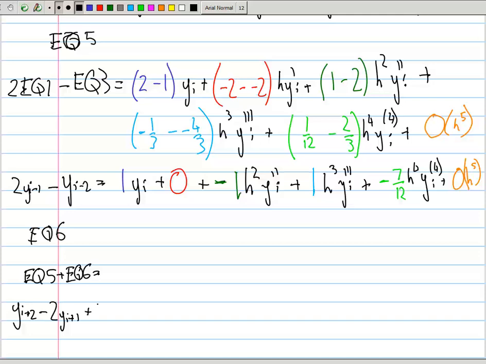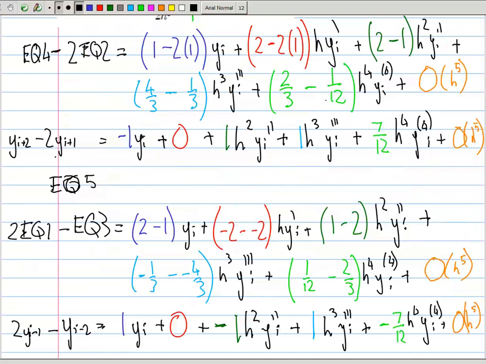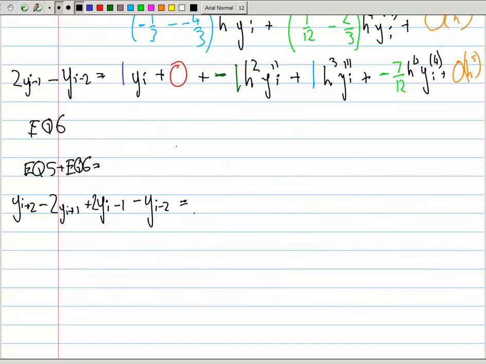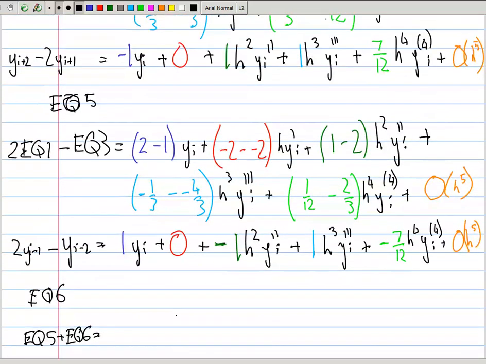plus 2yi minus 1 minus yi minus 2. That's what we have on the left-hand side. Just so that you can see where that's coming from: yi plus 2 minus this, plus this, minus this. And on the right-hand side, it's just as easy as adding the two things up that we've got.